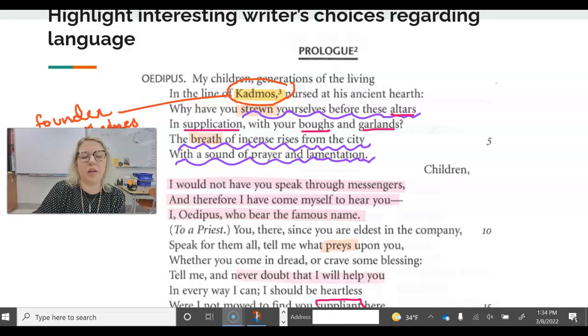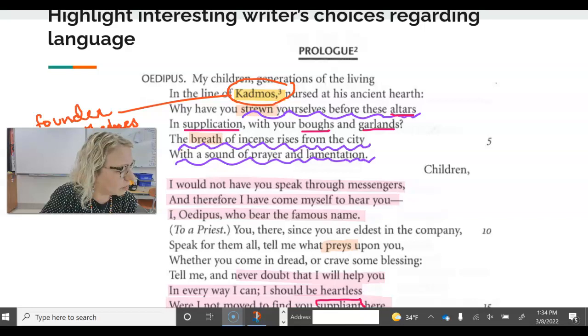And we see that a little bit more down here. "Never doubt that I will help you in every way I can. I should be heartless were I not moved." And so once again, he's showing how he personally cares about them, even though he is the one in power.